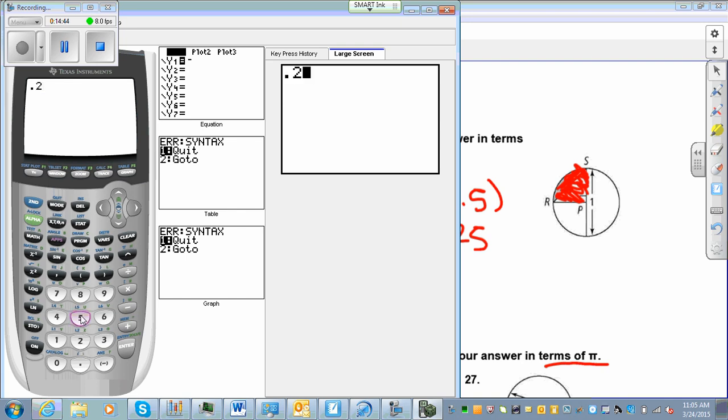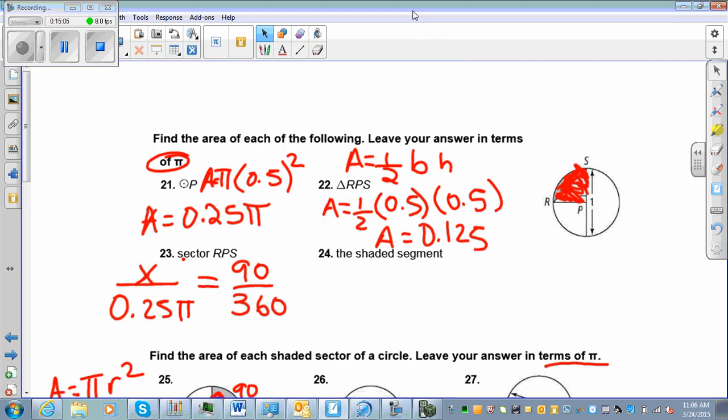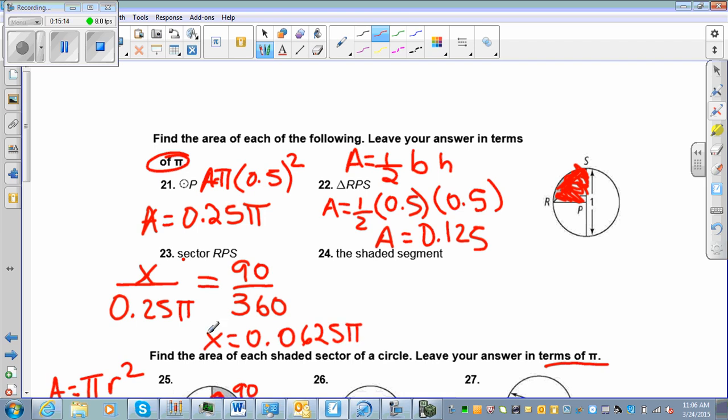So I'm going to multiply 0.25 times 90 degrees. Then I'm going to divide this by 360. And 0.0625 is going to be the answer for the shaded region. So x here is 0.0625 pi.